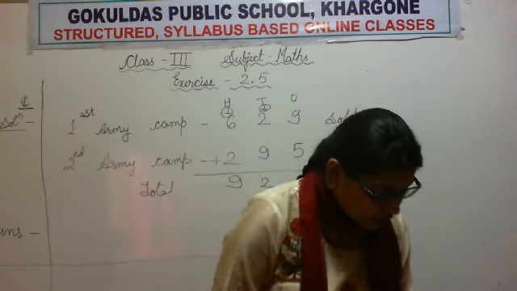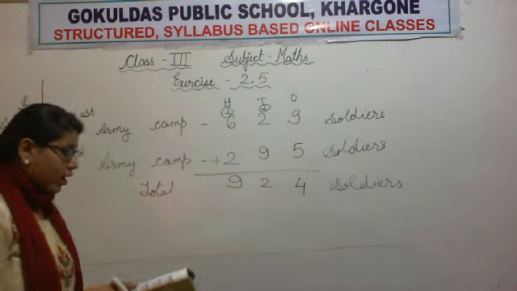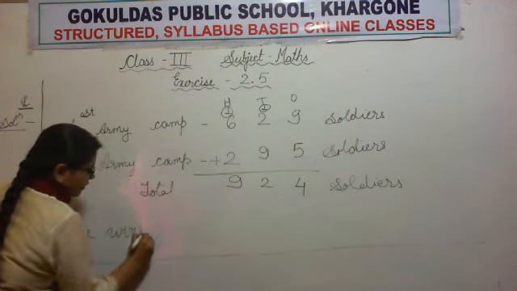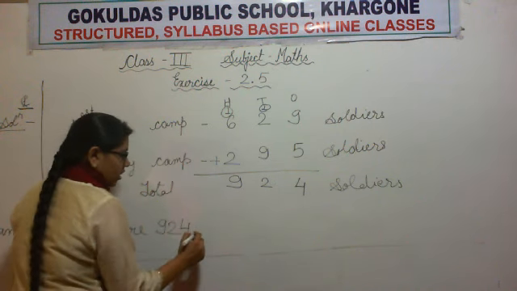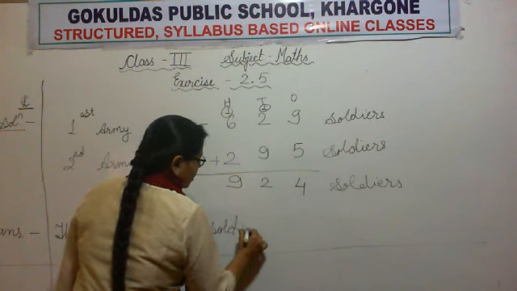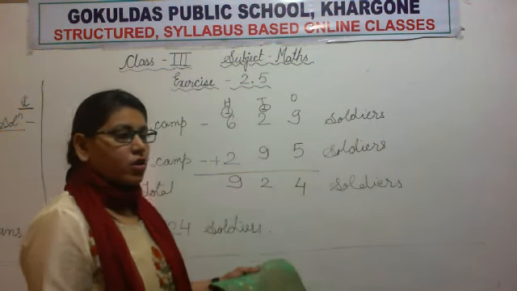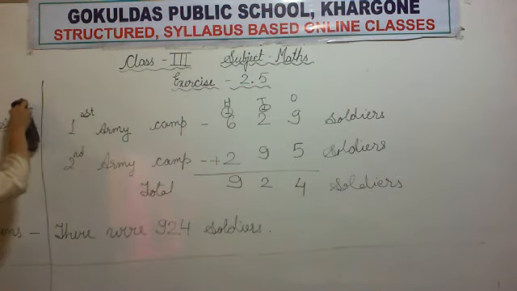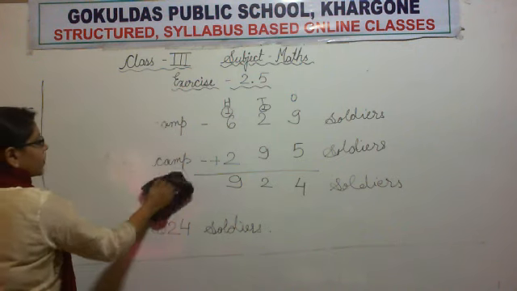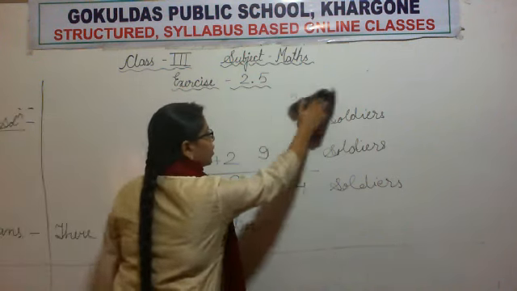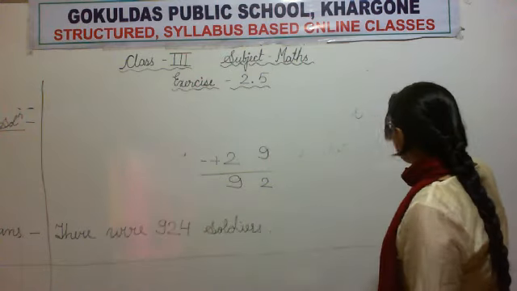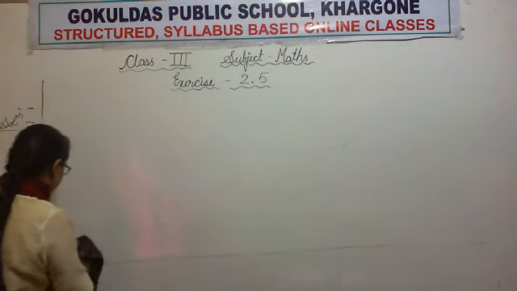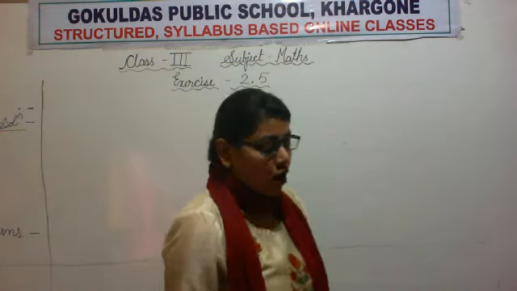Now the question was how many soldiers were there altogether? So we will write the answer. There were 924 soldiers. Okay. So this is how we can solve another question also. Now you can pause the video and write the solution, and do not use a running hand as I am using. Do use a scale or ruler.